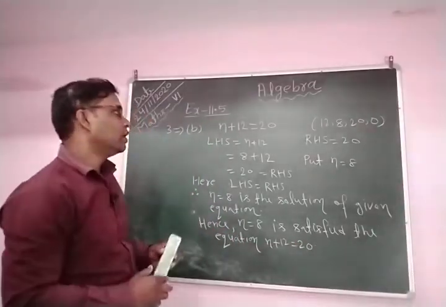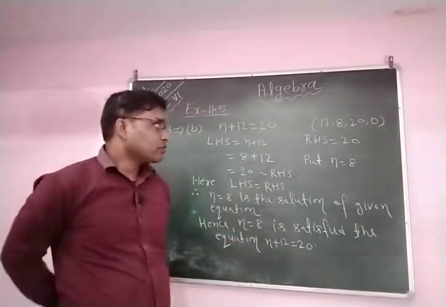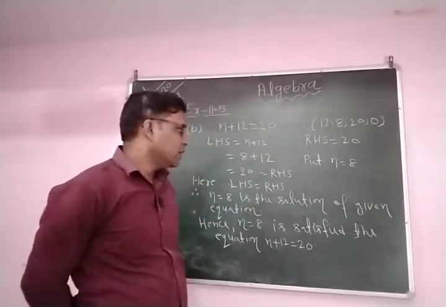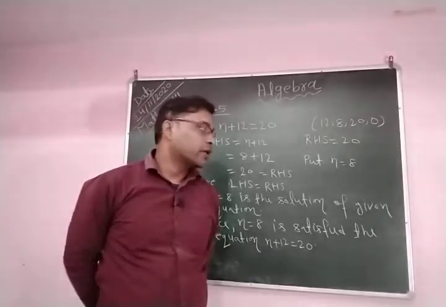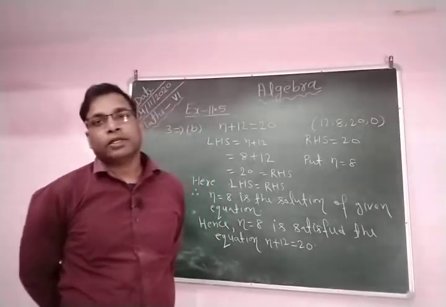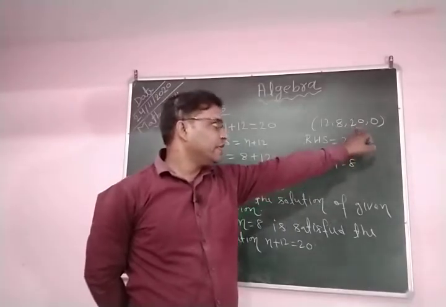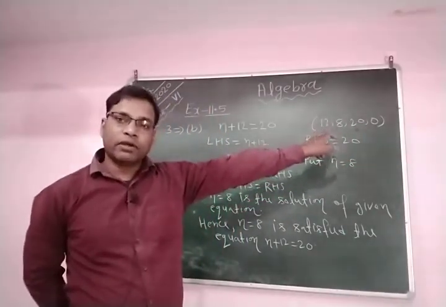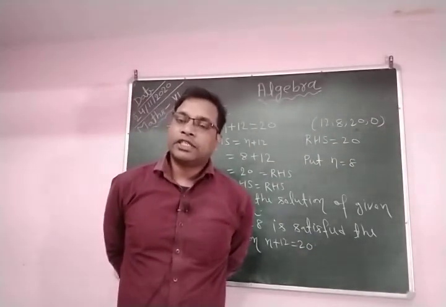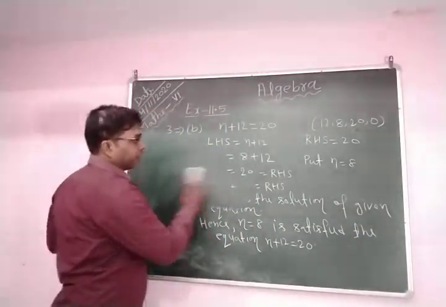Because here if you put n is equal to 8 in the left hand side, then you get the right hand side. So here you can see the first value, n is equal to 12, does not satisfy the equation because it is not a solution of the equation, and n is equal to 8 is a solution of the equation, so it is satisfying the equation. Now the next value is 20. So we take n is equal to 20, and if we get the left hand side equal to the right hand side, then you can say n is equal to 20 satisfies the given equation. So let's see for this value.